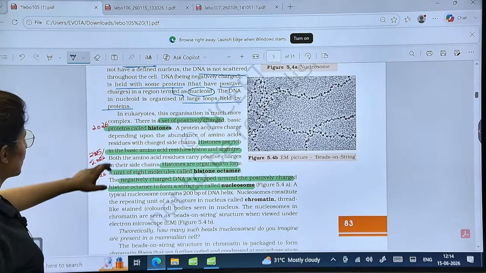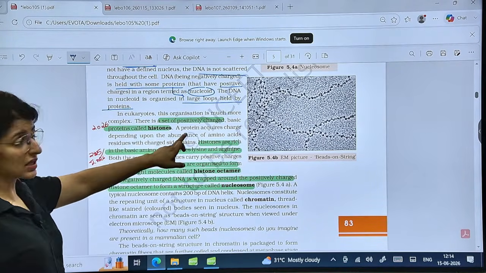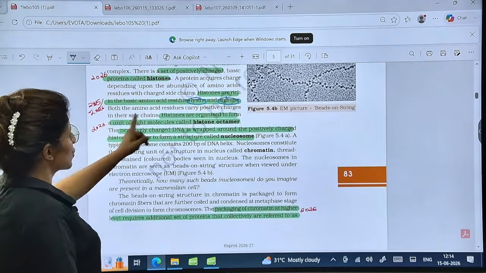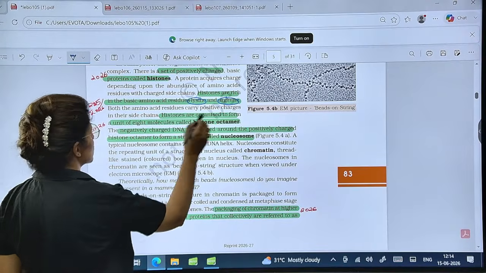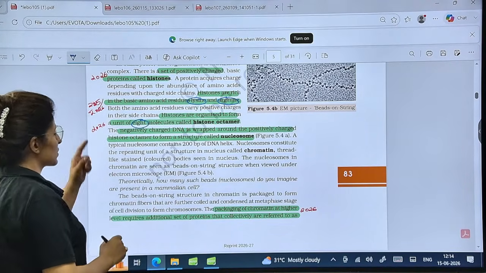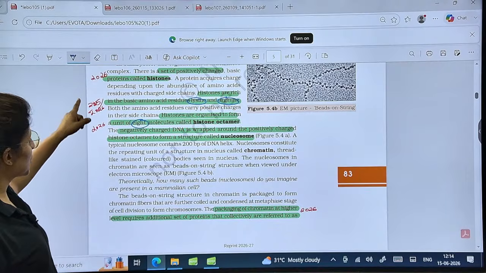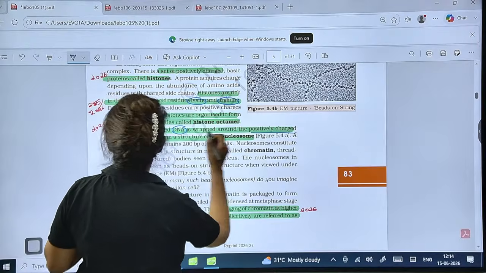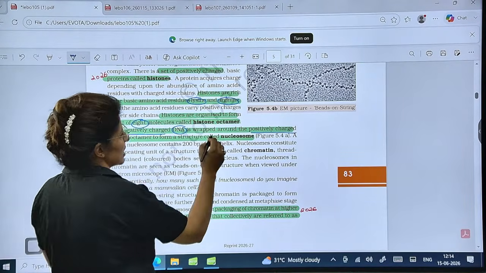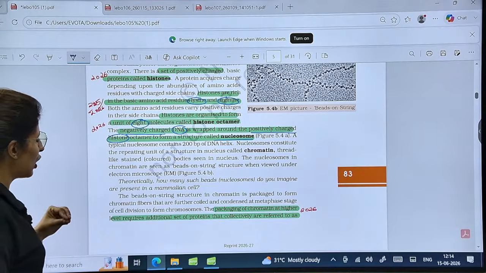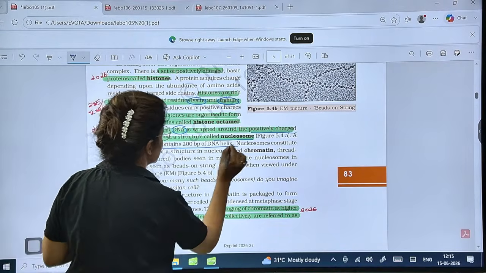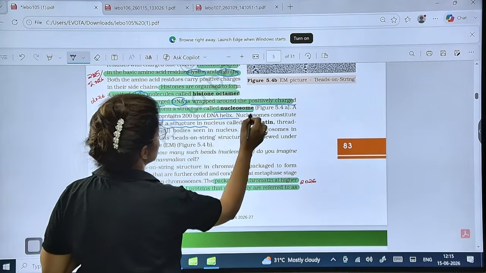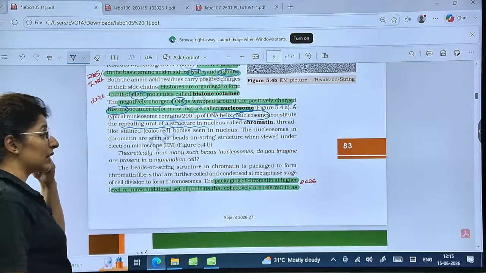Now see the question here for 2026: the set of positively charged proteins are called histones, and they are rich in which amino acids? Lysine and arginine. How many histones are organized to form an octamer? 8 histones. This was asked in 25-26. Now see the questions that have come up. The negatively charged DNA wraps around the positively charged histone, and that forms a stable structure called nucleosome. And how many base pairs are present in a typical nucleosome? 200 base pairs.